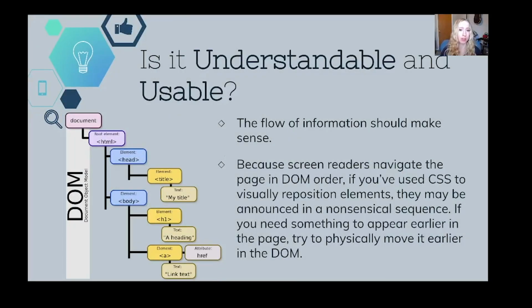It's also really important to be understandable and usable, so the flow of information should make sense. Because screen readers navigate the page in DOM order, if you use CSS to visually reposition elements, they may be announced in a nonsensical sequence. If you need something to appear earlier in the page, try to physically move it earlier in the DOM. For example, if you have a floating element that maybe to a mouse user, they can click on it easily, it might be all the way at the very bottom of the DOM for a keyboard user. So we should be considering these things when making our designs.